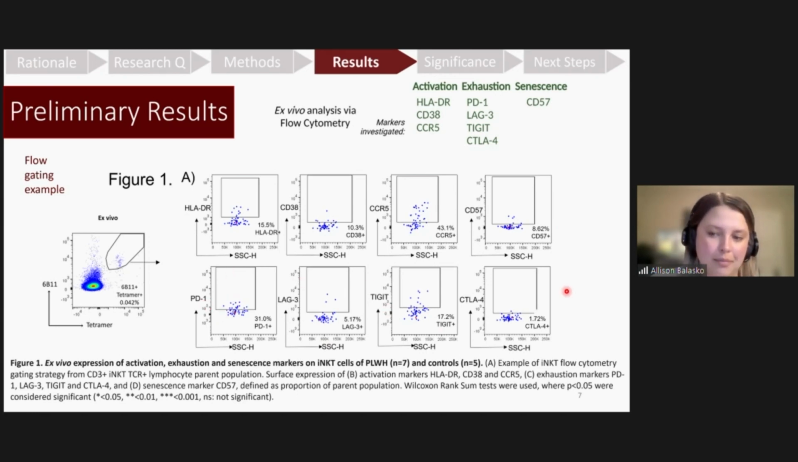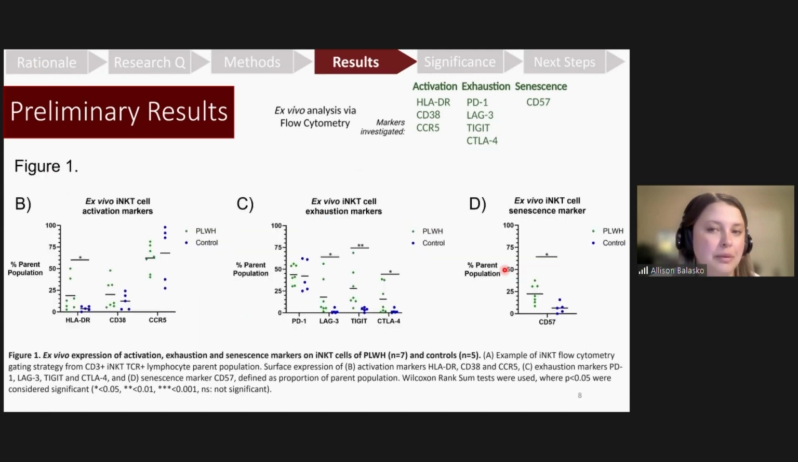And then we gate on them, and those are those gates there. So when we analyze all of our individuals, N of 7 here, the green group is samples from people living with HIV for iNKT cells, and the control is blue.